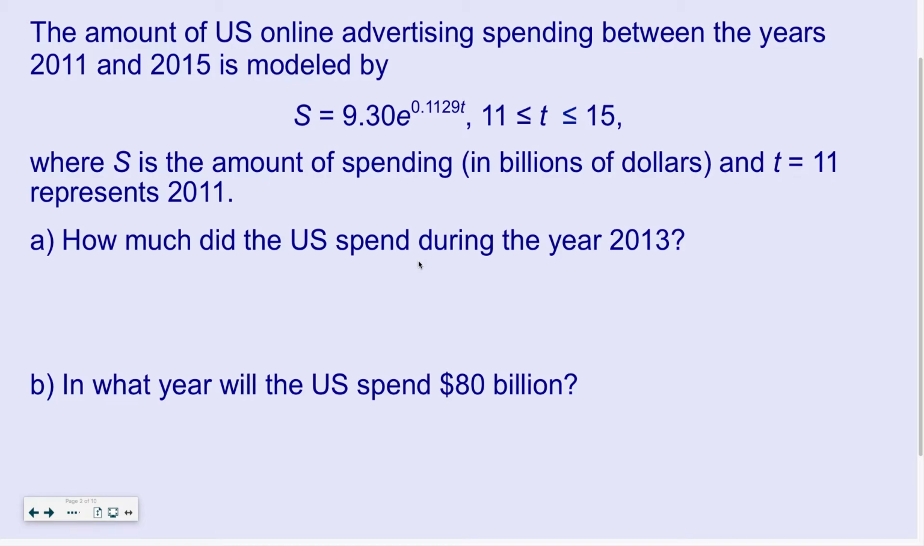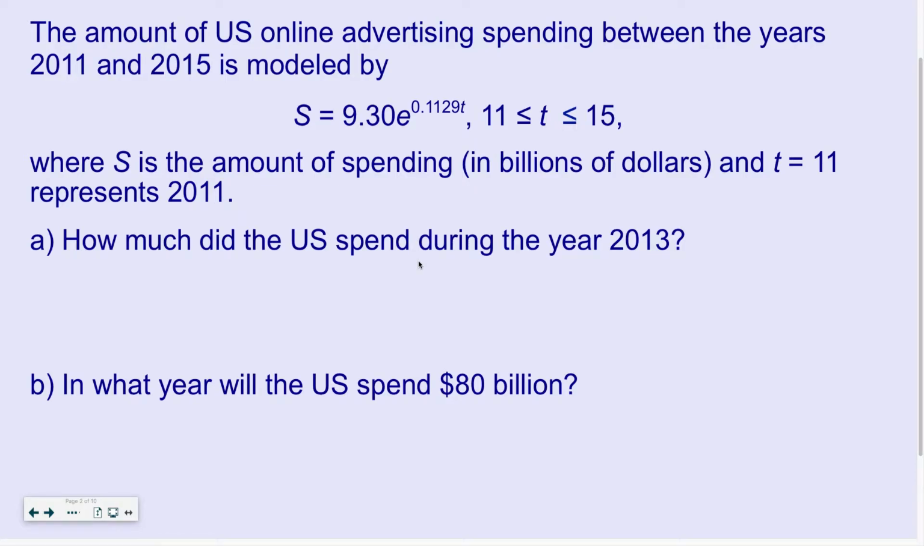Kind of have an idea of where we're going with this. But notice you're provided a model. In this model, it represents the amount of money spent on online advertising. And T is years. It gives you an example. T equals 11 represents the year 2011.